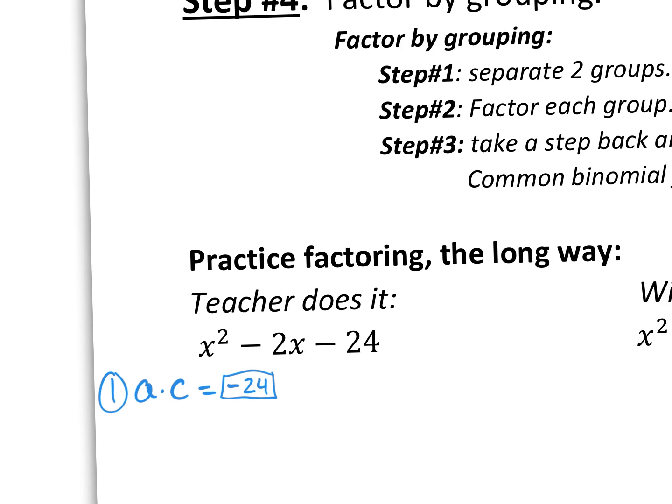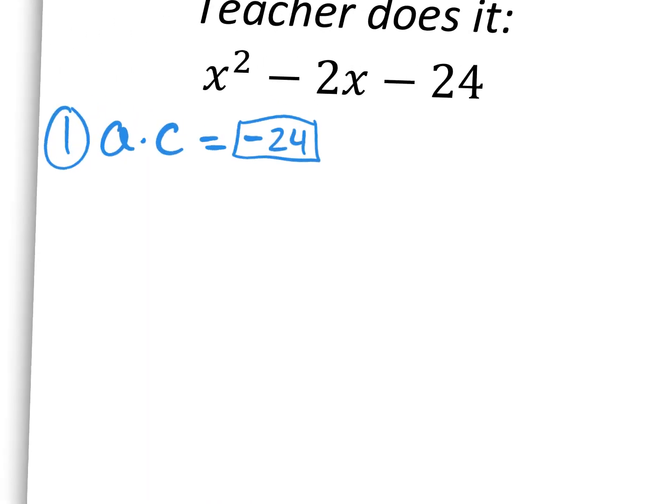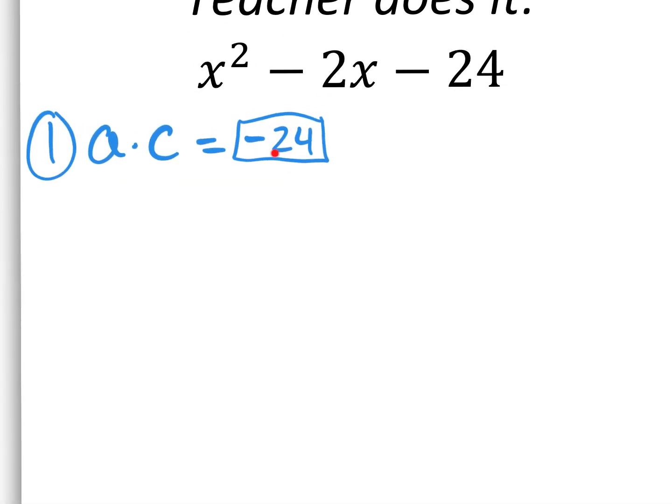And then if we go back up here and read what step 2 is, it says, think of the multiples of that number from step 1 that combine to give you the b value. Tip, make a list. All right, so think of the multiples of this number from step 1 that combine together to give us the b value. And it says make a list. So I would like you guys to, even though you could do this in your head, make a list every time, at least for today's lesson. Step 2, make a list.